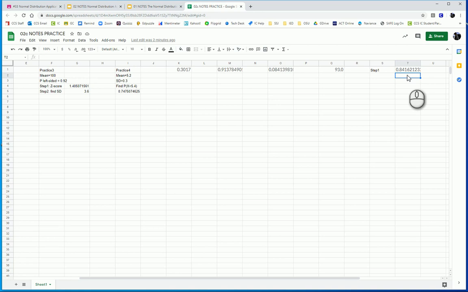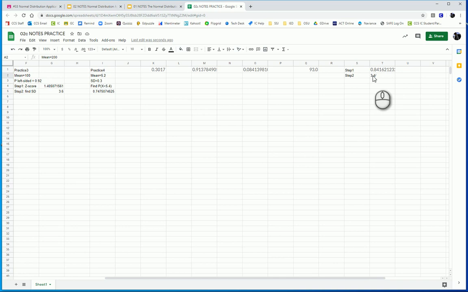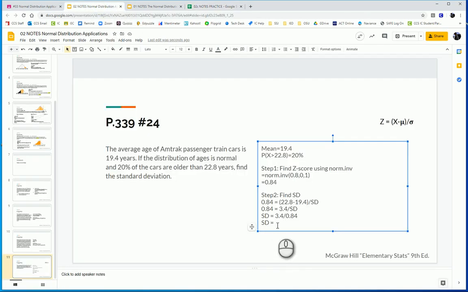So step 2, I forgot to initiate my formula, 3.4 divided by the z-score. Boom. So that is a standard deviation, 4.04. Okay, and that is the answer. The standard deviation for this is 4.04.